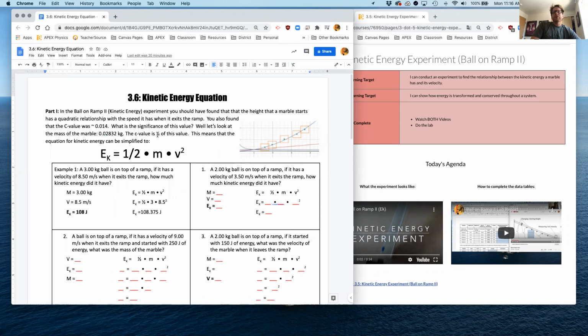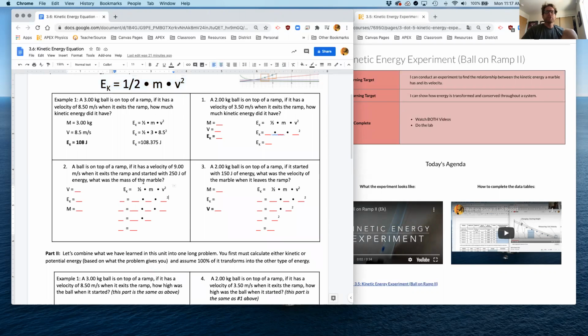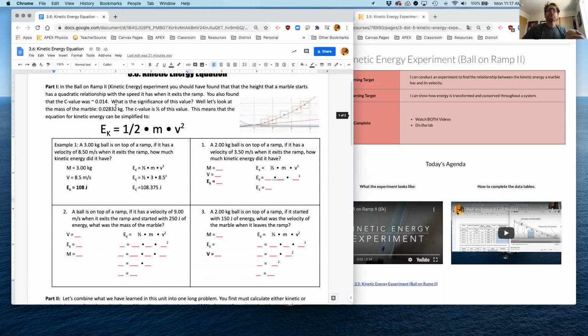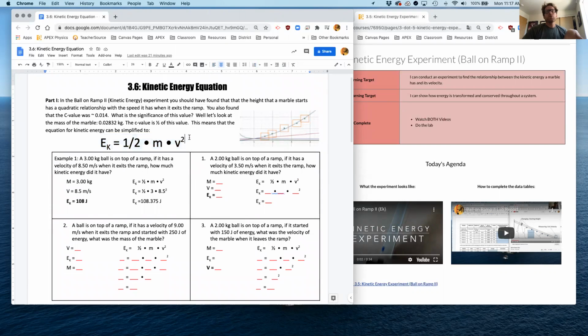So the C value is 1/2 of this. So that means this stays as v squared, this is 1/2, and this is the mass. So this right here is the equation that we're going to be using to calculate the kinetic energy of an object. Now, this is in general. I use ball and ramp here a bunch, but it can be in general. So I'm going to go real quickly through how to do these different equations using this equation.